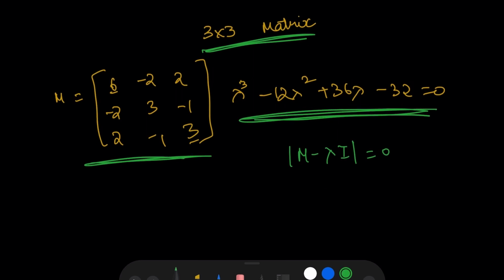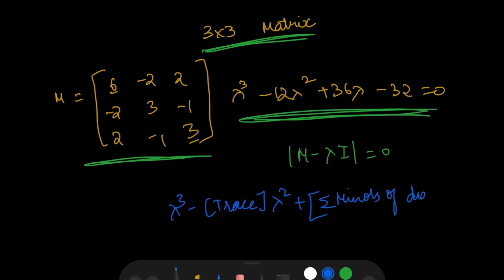But I have a shortcut method to find the characteristic equation for a 3x3 matrix, and it is given as lambda cube minus the trace of this matrix times lambda square plus the summation of the minors of the diagonal into lambda minus the determinant of the matrix equated to 0, right?